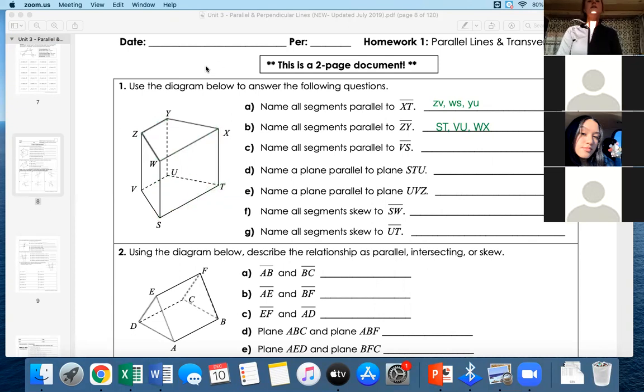So now we want all segments that are parallel to VS. I'm going to change our color to something more exciting. I feel like pink is exciting. All right. So if we look at VS, it's the only segment that would go with it, because parallel lines have to be equal distance apart and they can never touch. So therefore, that is what we are left with.